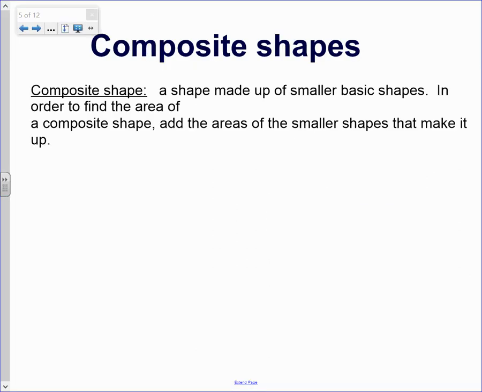So, a shape made up of smaller basic shapes. In order to find the area of a composite shape, add the areas of the smaller shapes that make it up. For instance, let me give you an example.